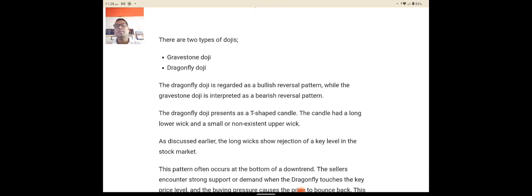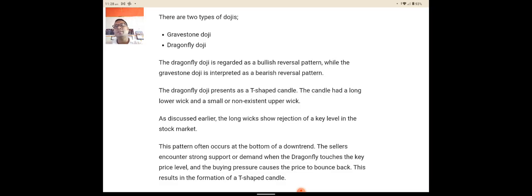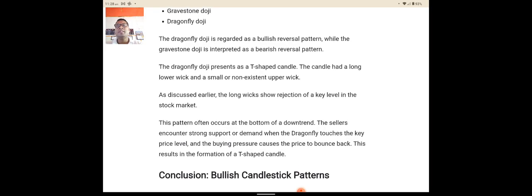The gravestone doji and the dragonfly doji. The dragonfly doji is regarded as a bullish reversal pattern, while the gravestone doji is interpreted as a bearish reversal pattern.